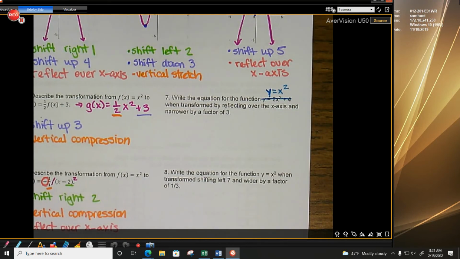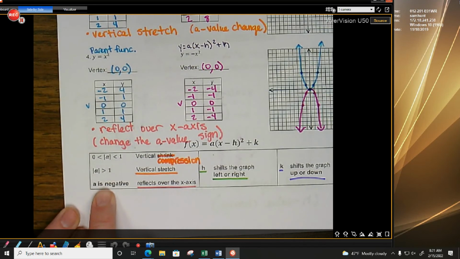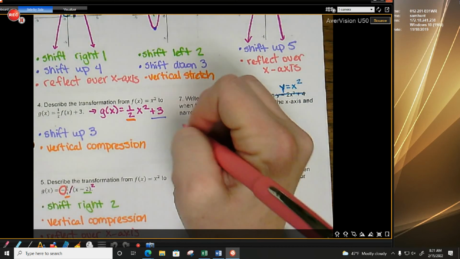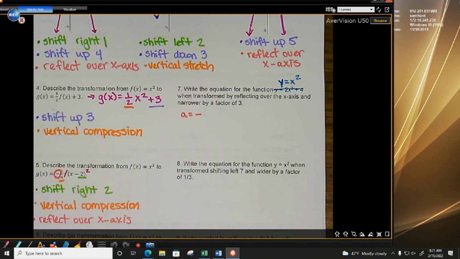Okay? So, what does reflecting over the x-axis change? Reflect over the x-axis is whenever a is negative. So I need to make A be a negative number. A is going to be a negative number, because that's what the reflect over the x-axis means. Okay, and then it's narrower by a factor of 3. What affects the narrowness or the width?